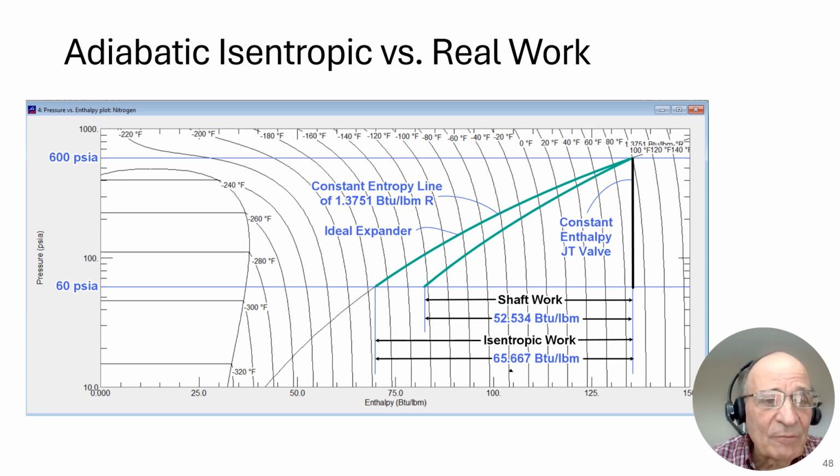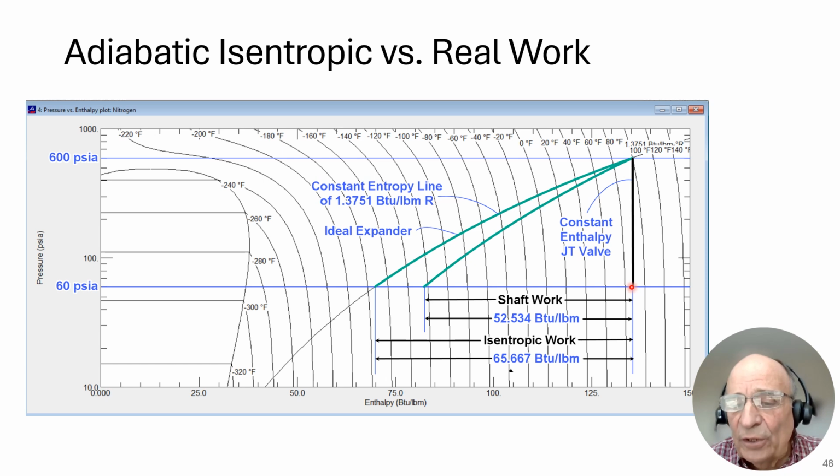Now here's a pH diagram for nitrogen. I drew a line of constant 600 psi absolute, and I drew another line of 60 psi absolute, and I drew a line of constant entropy that crosses through the 100 degree Fahrenheit, 600 psi absolute point. And if you look at the ideal expander, it would follow a line of constant entropy from here to here. And if we look at a JT valve, that's constant enthalpy. That would be a vertical line.